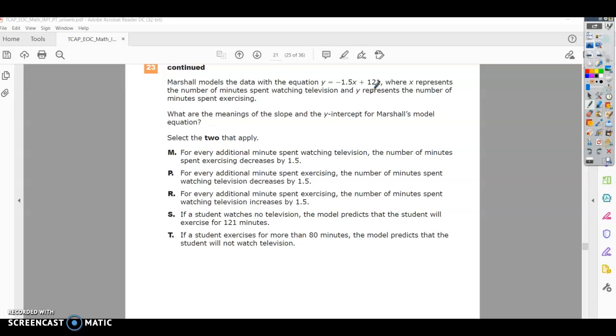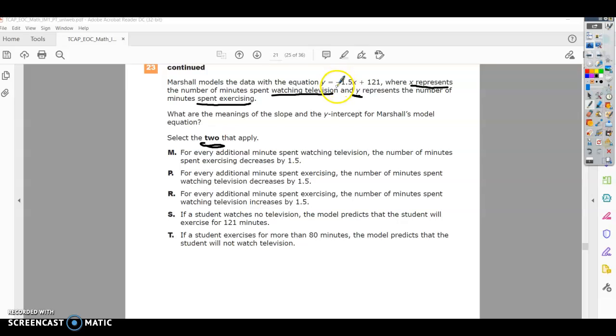Alright, so it says x represents the number of minutes spent watching television, and y represents the number of minutes spent exercising. It says select 2 that apply. So we want to make sure that we select the 2 best answers. So what are the meanings of the slope and the y-intercept?